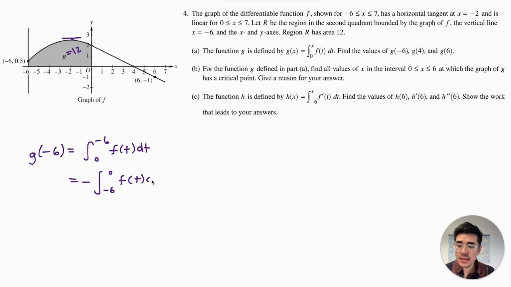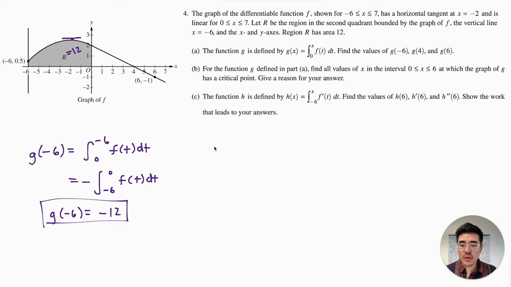So basically, the integral from -6 to 0 is asking me for the area under the curve. Well, the area they give us is positive 12, but I already took a step and made a negative in my head. So this is the first one.